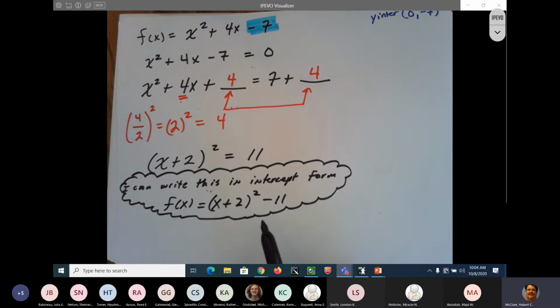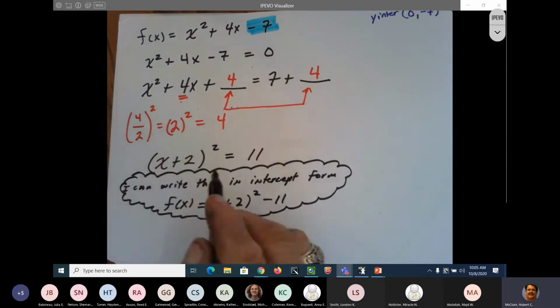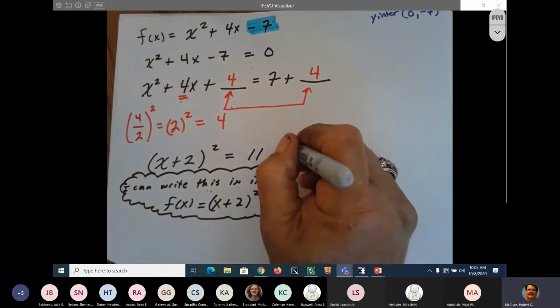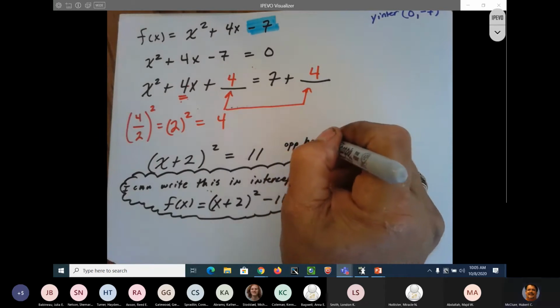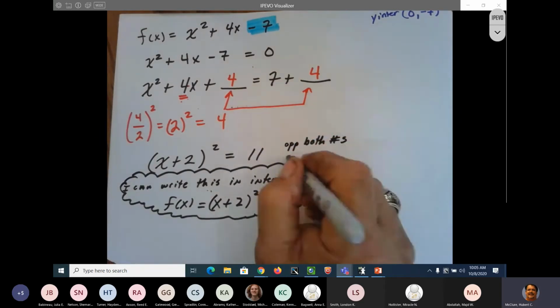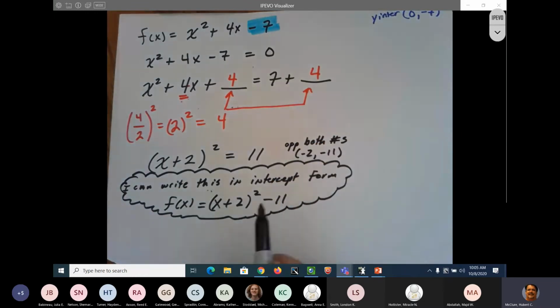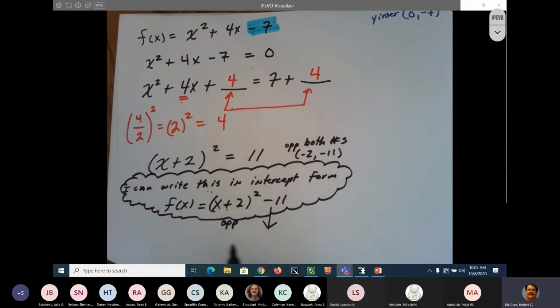Now, you can get your vertex from here, or you can get your vertex from here. They'll be the same, but you can do them differently. If you get your vertex from here, you just take the opposite of both numbers. Opposite of both numbers. And that's going to be -2, -11. If you get the vertex from here, you take the opposite of this one, and you just bring this one down. -2, -11.